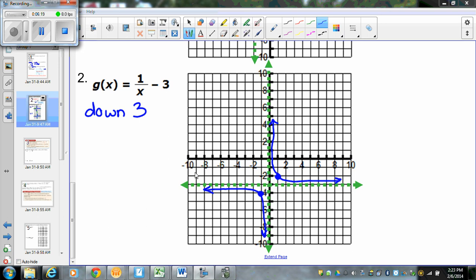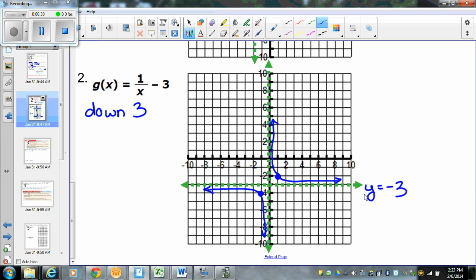Okay, so I don't know about you, but I saw that since we had a number outside of here that the transformation was down 3. So that did not affect my usual vertical asymptote at x equals 0, but it did affect my horizontal asymptote of y equals 0. That slid down and is now at y equals negative 3.